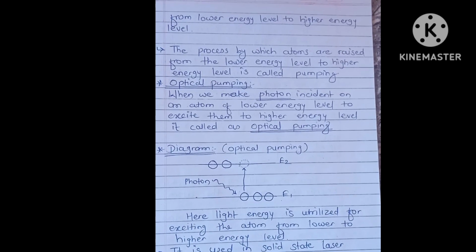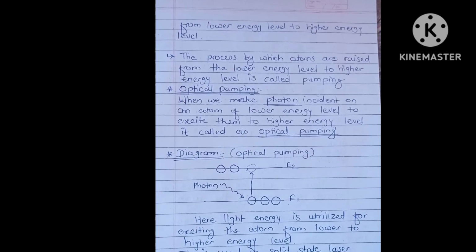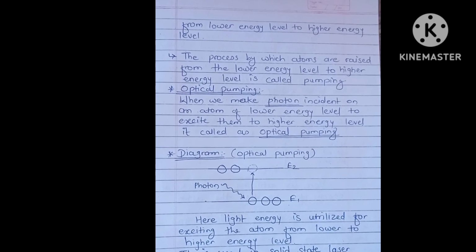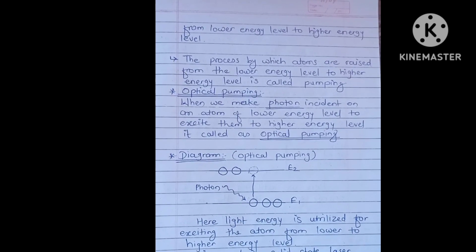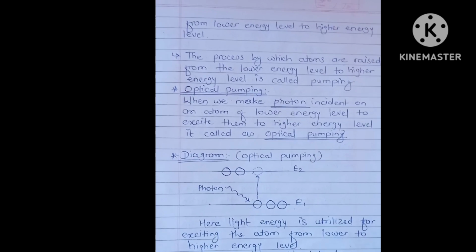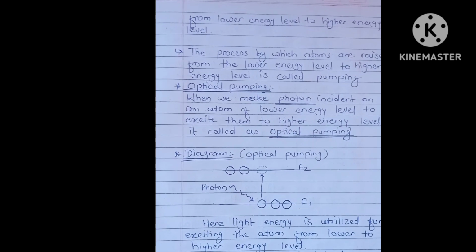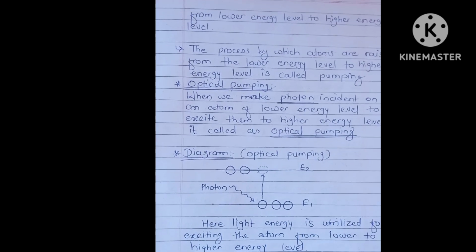For movement of an atom from the lower state to the higher state, we have to use an external medium, that is, an external photon is incident. We have to make a photon incident on that atom to move it from the lower energy level to the higher energy level. That is optical pumping.